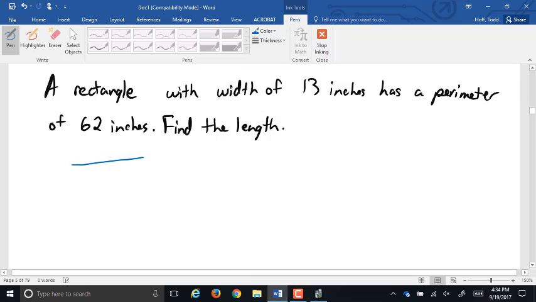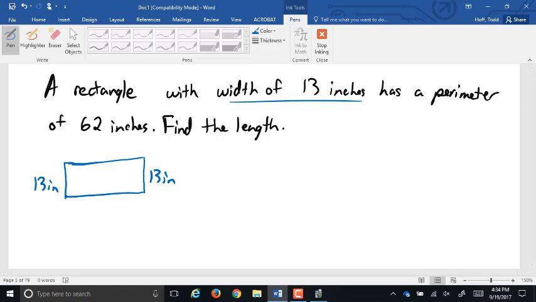Well, I tend to draw pictures in these types of problems. I won't claim to draw good pictures, I just draw pictures. There's a rectangle. We know the width is 13 inches. Well, that'd be 13 inches over here as well. One of the properties of a rectangle is that opposite sides are the same length. So this side and this side must be the same length. Well, then the length is going to be the long side. So these two are both the length. I'm going to label those as x.